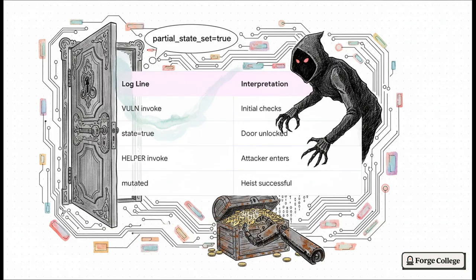Literally, the very next log line is helper program invoke 2. The accomplice steps right in, sees that partial state marker, and executes helper_mutated_target. The logs show the vulnerable program writing a partial state marker, followed immediately by the helper program executing an exploitative mutation, caught right on tape.